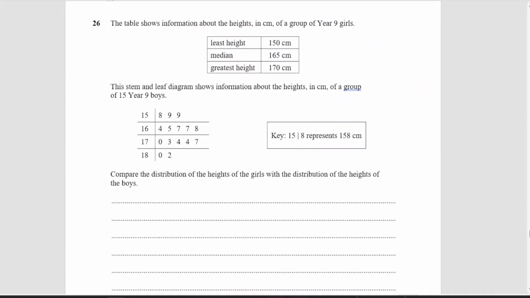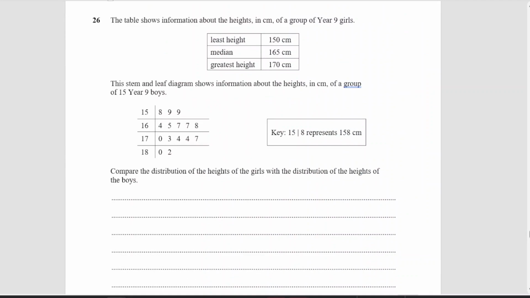Okay, question 26. Compare the distribution of heights of the boys. So we've got information about girls given in terms of a table, information about boys given in terms of a stem and leaf diagram. Compare the distributions. So I'm going to add to the girls a range. So the range is 170 minus 150. So the girls have got a range of 20 centimeters. I'm going to include an extra bar to my table where I'm going to put the boys' data in.